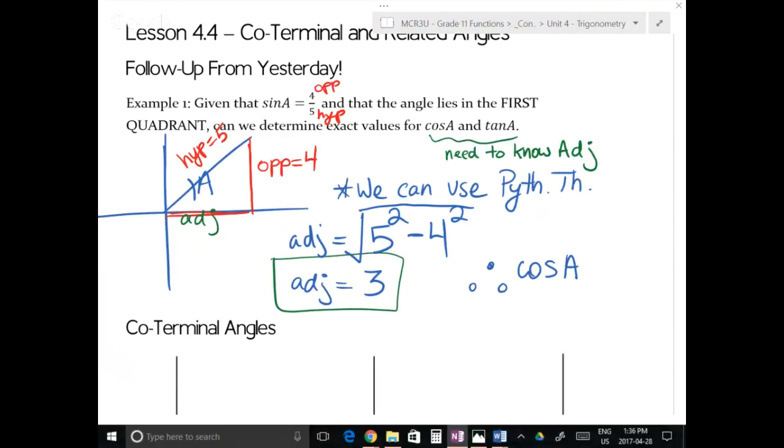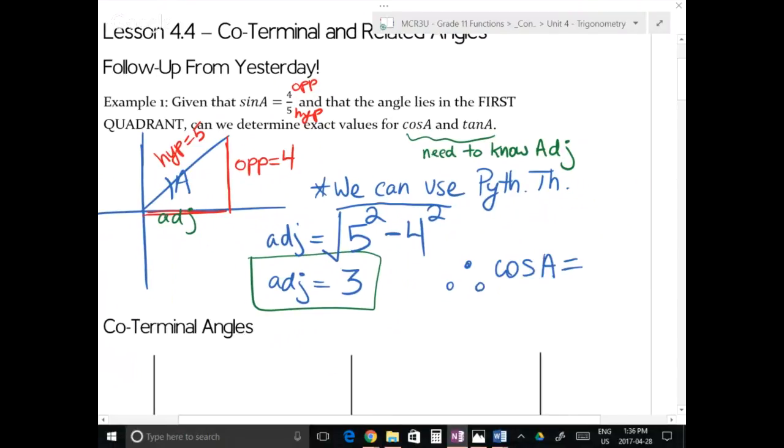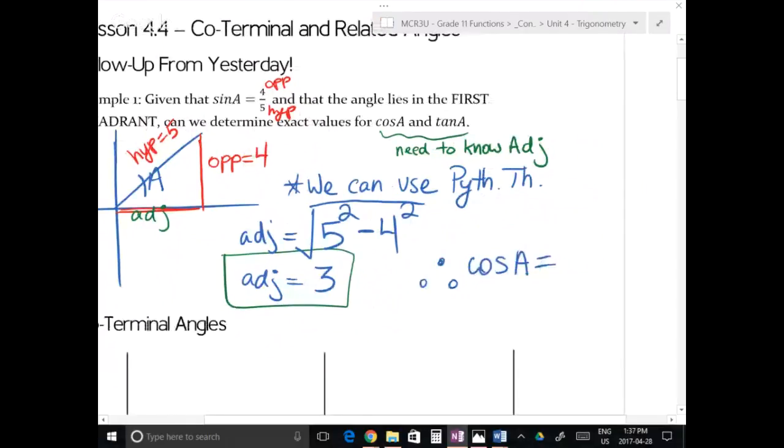That's okay. What does cosine always equal? SOHCAHTOA. Cosine is always adjacent over hypotenuse. So what's the adjacent? We just found it. Yeah, 3. And what's the hypotenuse on this one? Good.